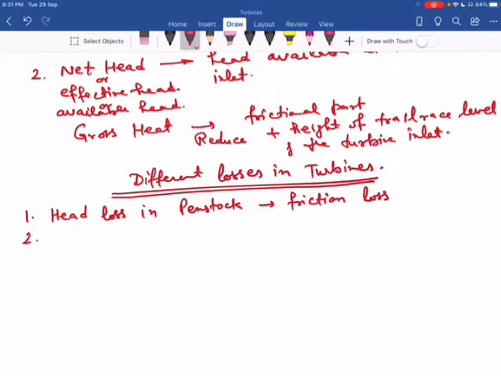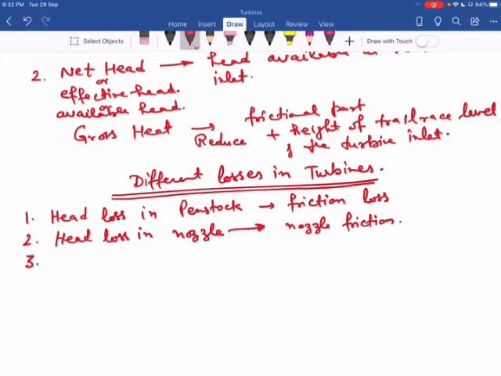The second is head loss in nozzle. Okay, so nozzles are there only in impulse turbine. So this loss is only in the impulse turbine, and again this loss is due to nozzle friction. Third loss is hydraulic losses. Okay, so these losses are different in different turbines.